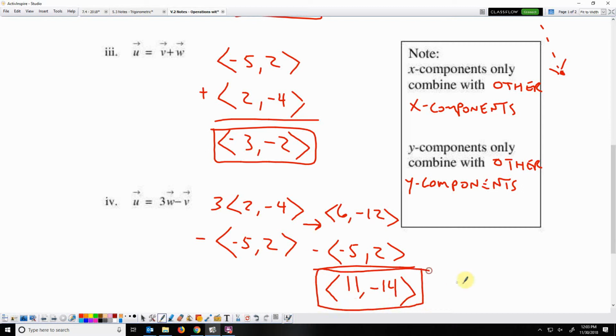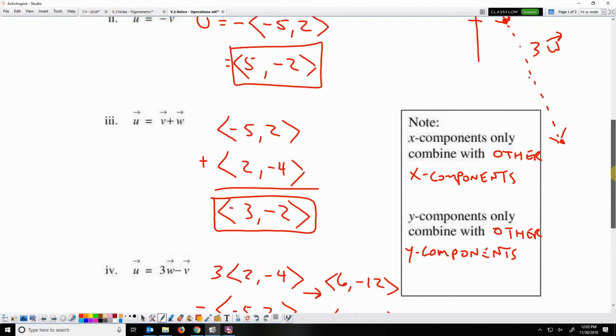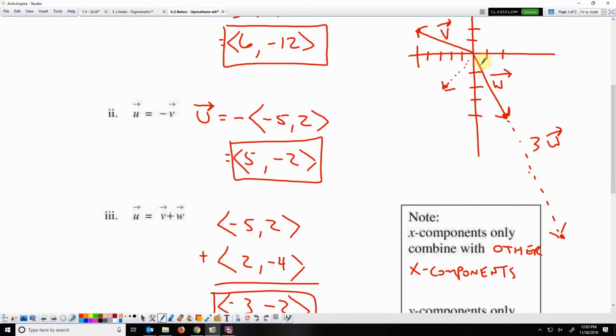And that right 11 down 14 is exactly what we would have gotten if we took this 3 times vector w and added the opposite of v. It's 5 to the right of this, which is at 11, and down another 2, which puts us at negative 14.